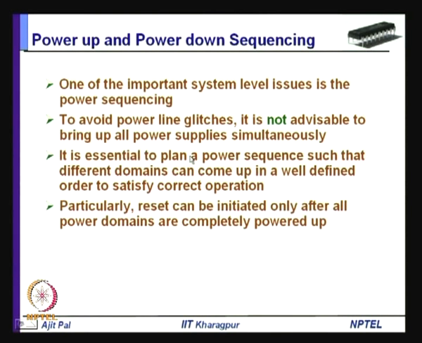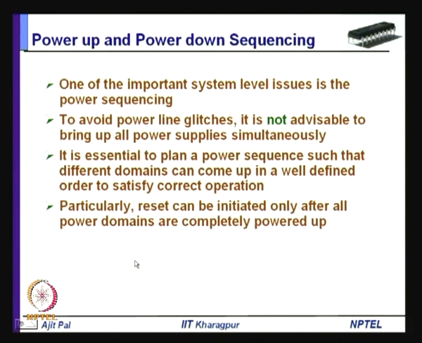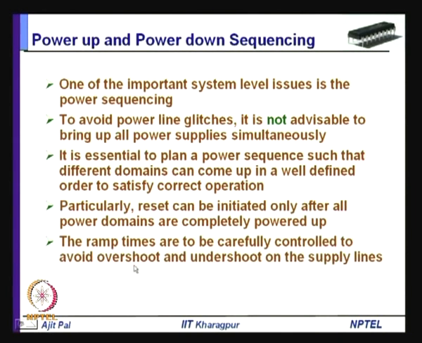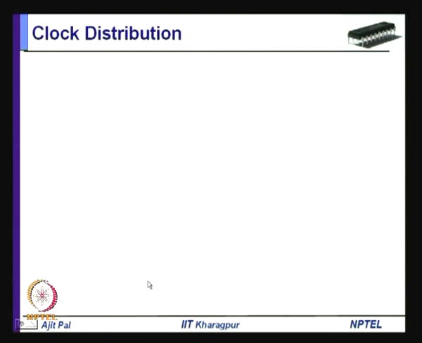Particularly, reset can be initiated only after the power domains are completely powered up. The power supply requires some time for stabilization, so unless the power supply is stabilized, you should not reset a circuit. Resetting the circuit is important to bring it to an initial known state, and that is why resetting has to be done only when the circuit is completely powered up. That is why ramping up and ramping down is necessary, to avoid overshoot and undershoot on the supply lines.